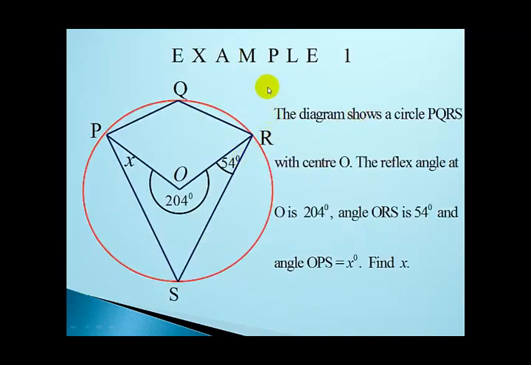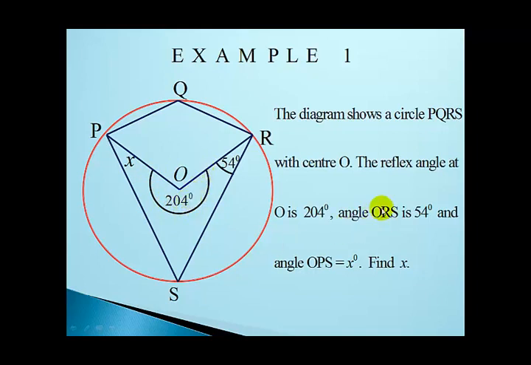Example. The diagram shows a circle PQRS with center O. So the center of the circle is O. The reflex angle at O is 204 degrees, and this is a reflex angle because we know that a reflex angle is an angle that is greater than 180 degrees but less than 360. So this is the reflex angle, 204 degrees.